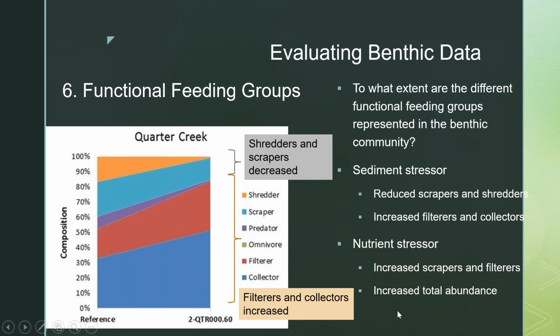How about if we have a nutrient stressor? Well, we're going to find that maybe these scrapers increase. Okay, so if the scrapers are increasing, what does that tell us? Well, that means that there's more food available of algae and biofilms growing on rocks. That's going to lead to an increase in the scraper population. So again, maybe an indicator of nutrient stress. And then total abundance is usually going to increase when we have nutrient stressors as well. We can't always get at an exact abundance from the benthic data that we collect, but there are some indicators in the benthic data that give us an idea as to what those abundances might be.